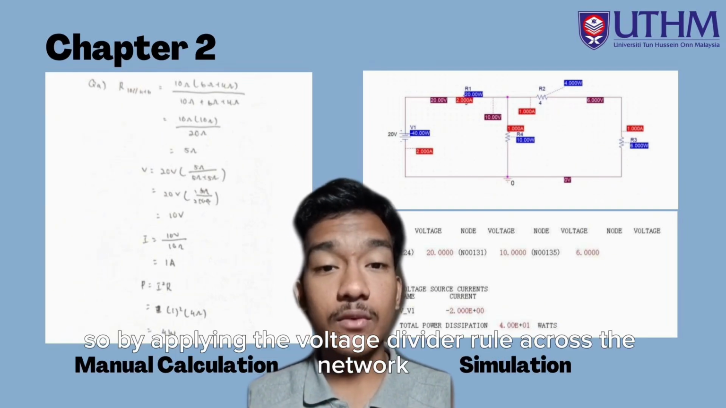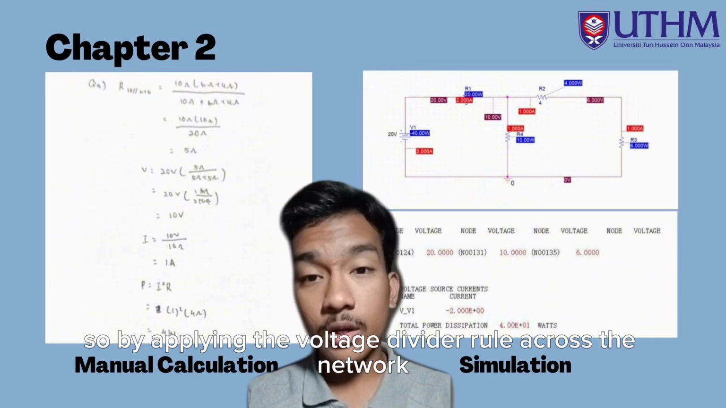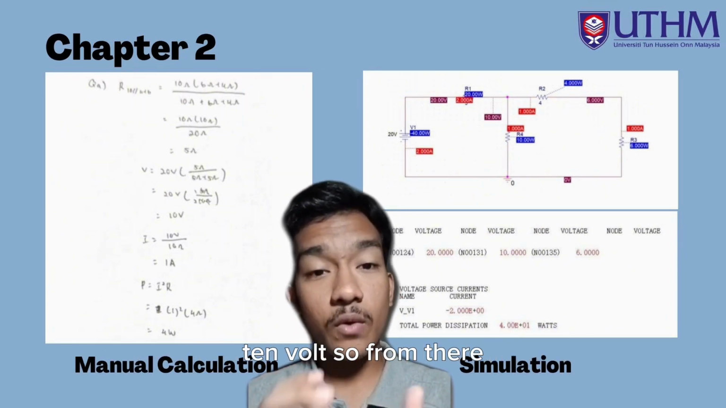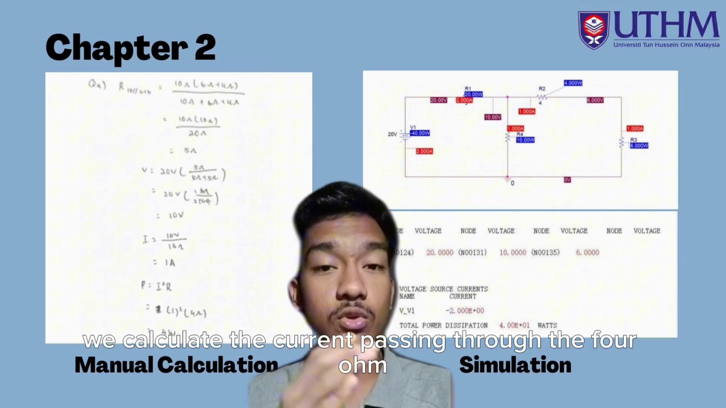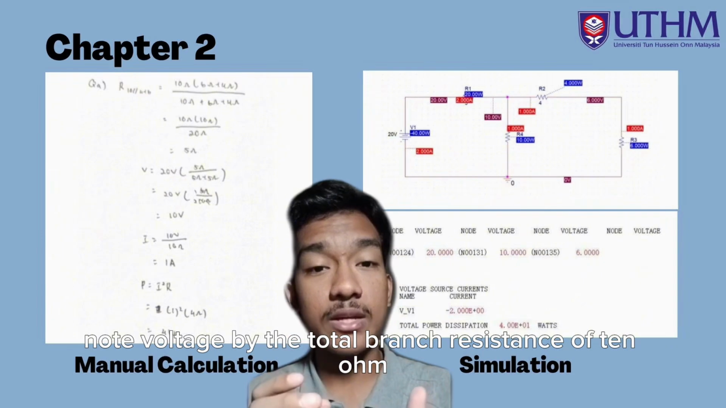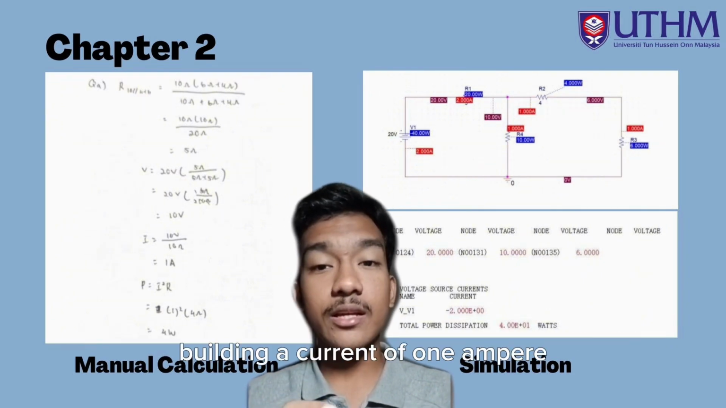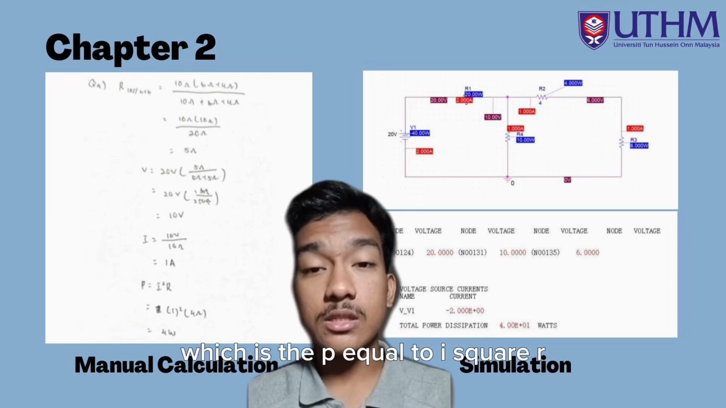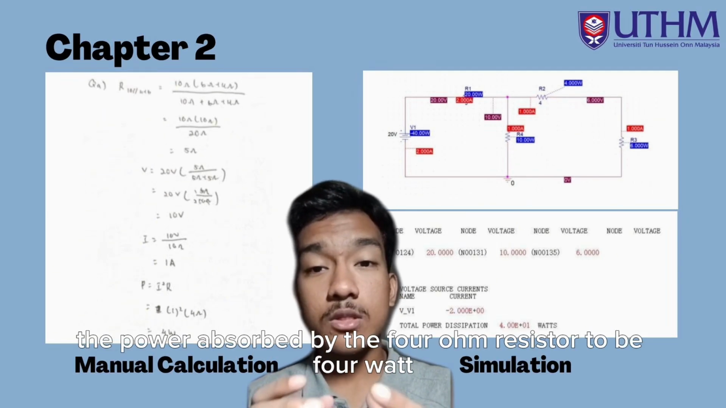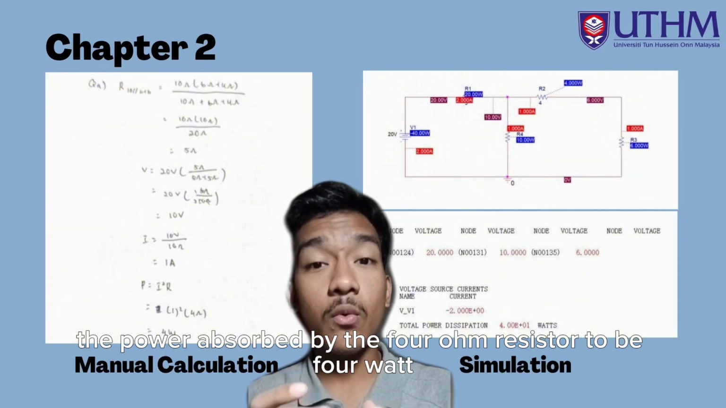By applying the voltage divider rule across the network, we found that the node voltage is exactly 10 volt. From there, we calculate the current passing through the 4 ohm resistor by dividing that 10 volt node voltage by the total branch resistance of 10 ohm, yielding a current of 1 ampere. Using the power formula, P equal to I squared R, we determine the power absorbed by the 4 ohm resistor to be 4 watt.